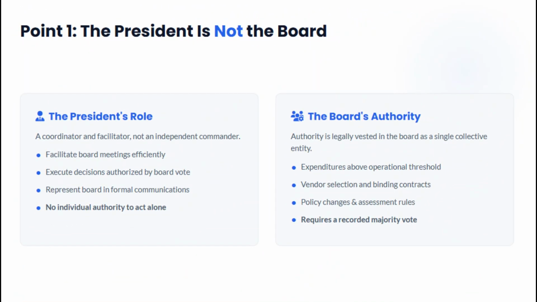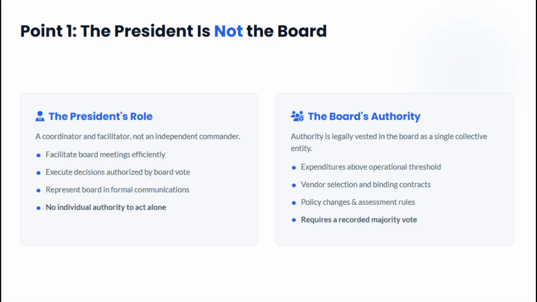The board president is a coordinator, not a commander. The role exists to facilitate meetings, execute decisions, and represent the board in formal communications, not act independently of it. In most condominium and HOA governing documents, authority is vested in the board as a whole. That means binding decisions, expenditures above a threshold, vendor selections, and policy changes require a board vote. A single voice, regardless of title, does not carry that authority alone.